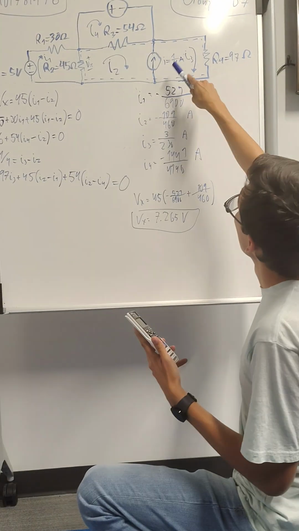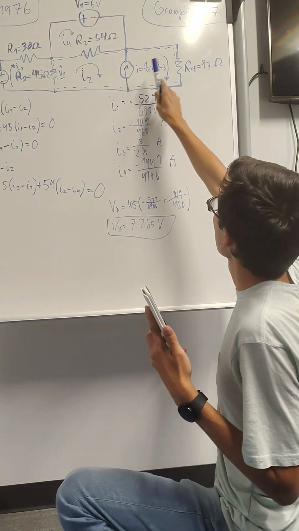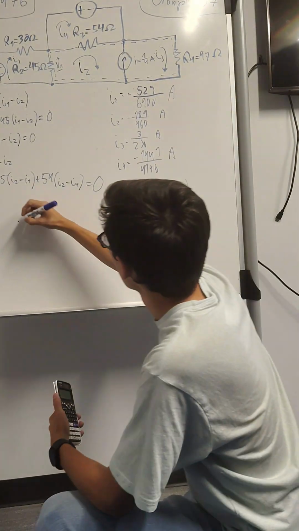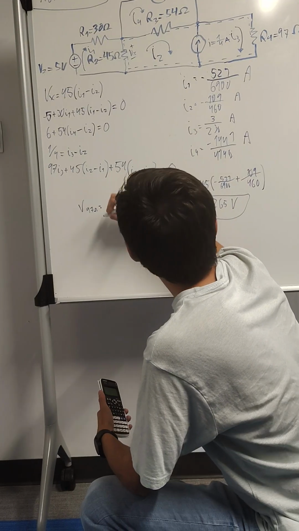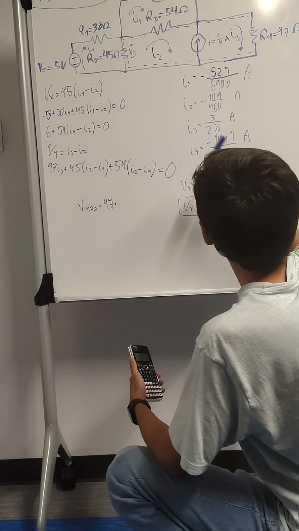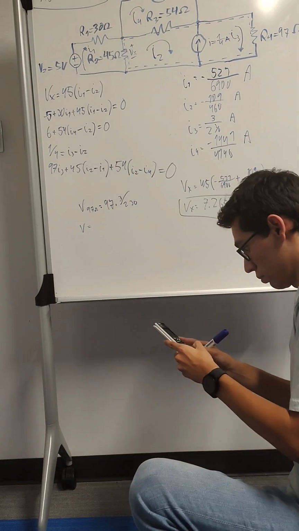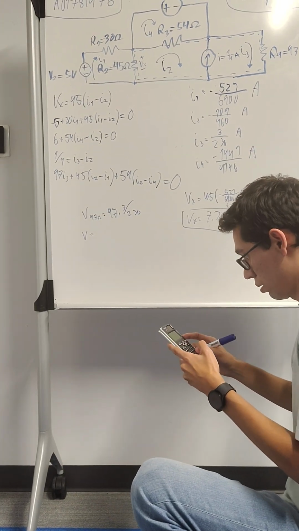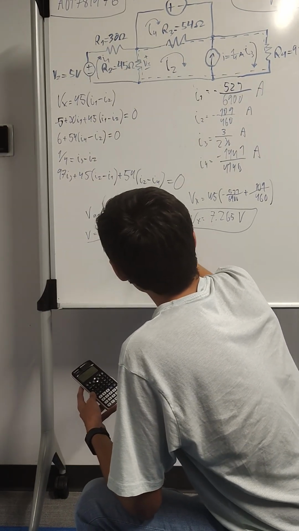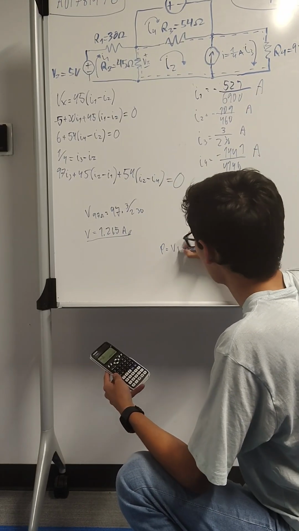Then we have to find the power for this current source. So we don't have the voltage, but since this resistance is in parallel, it should be the same voltage. So we're going to calculate this voltage. So the voltage for 97 ohms is equal to 97 times I3, so 3 over 230. So V is equal to 1.265 volts.